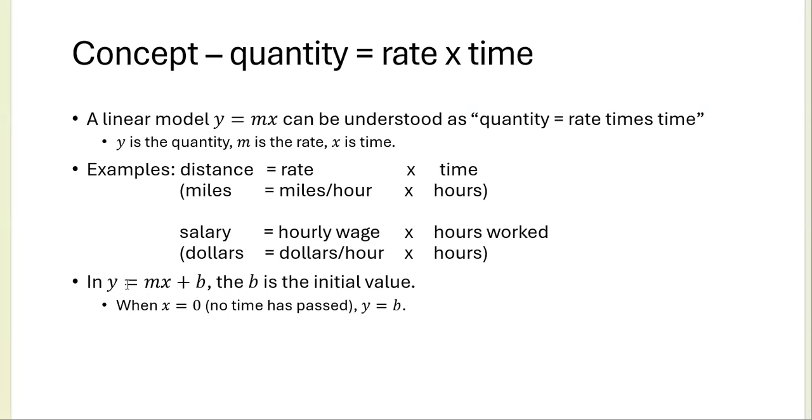And then if you remember our linear model in slope-intercept form, y equals mx plus b, b is just the initial value. So we understand it as when x is 0, x is time, remember? No time has passed, y equals b. So that's why it's called the initial value. All right, so I went over this in a different problem, but hopefully if you didn't watch that, this was helpful.